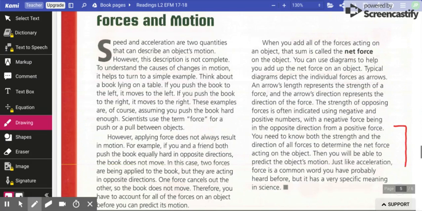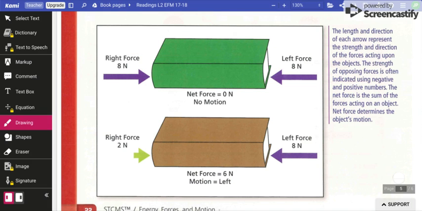Finally, in this section down here, it talks about using negative and positive numbers, which we won't be doing in Science 8. So let's page down here for an example.